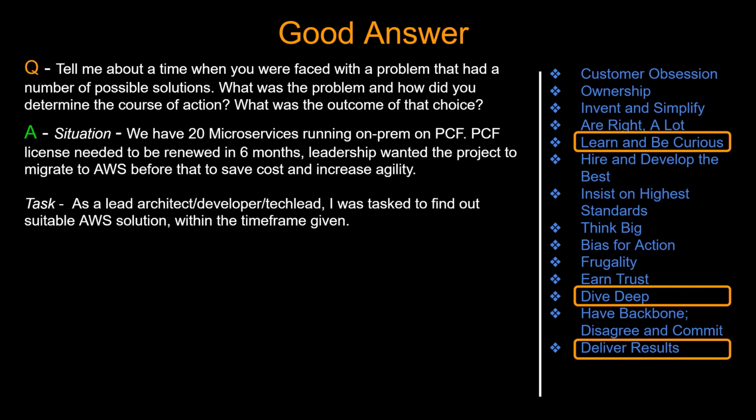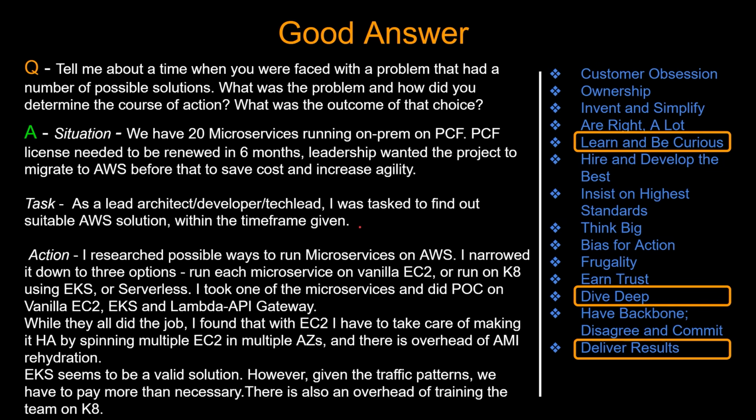insert your role here: lead architect, developer, tech lead. I was tasked to find a suitable AWS solution within the time frame given. Action: I researched possible ways to run microservices on AWS. I narrowed it down to 3 options: run each microservice on vanilla EC2, or run on Kubernetes using EKS, or serverless. So this immediately gives you credibility, right?